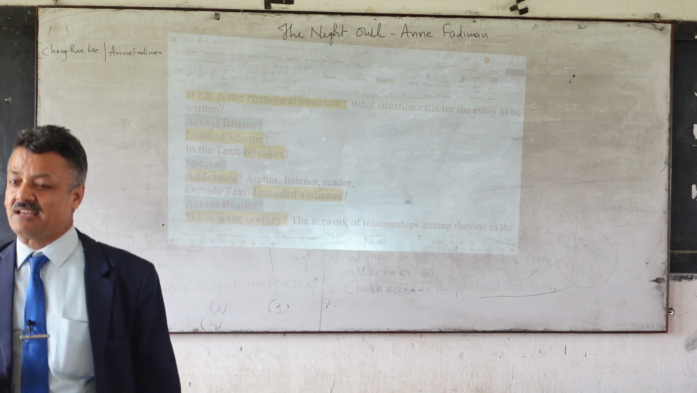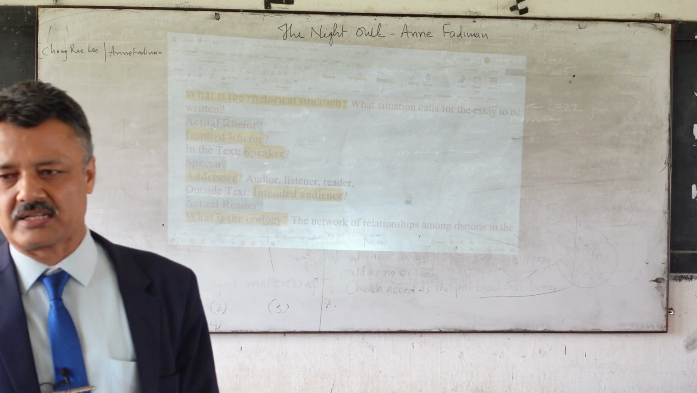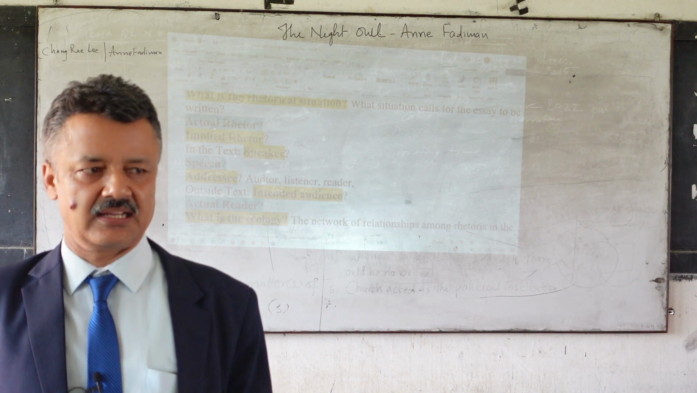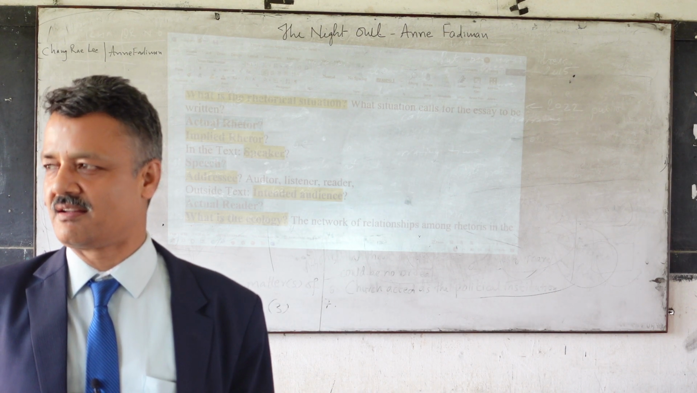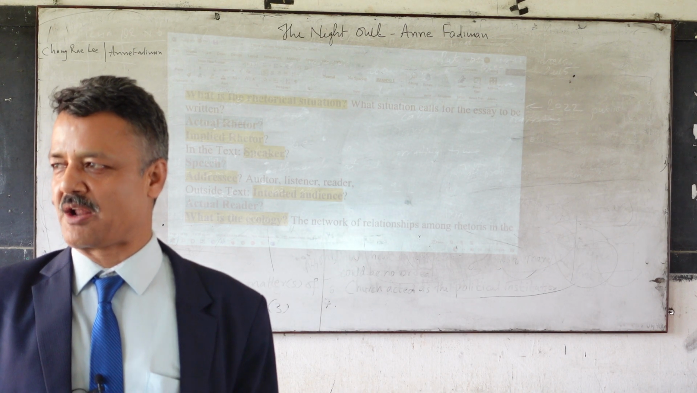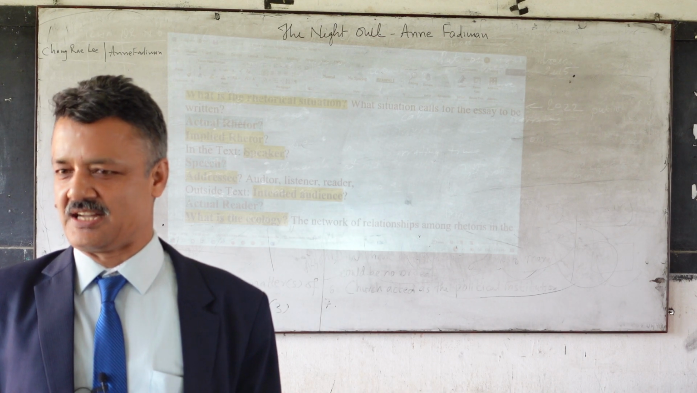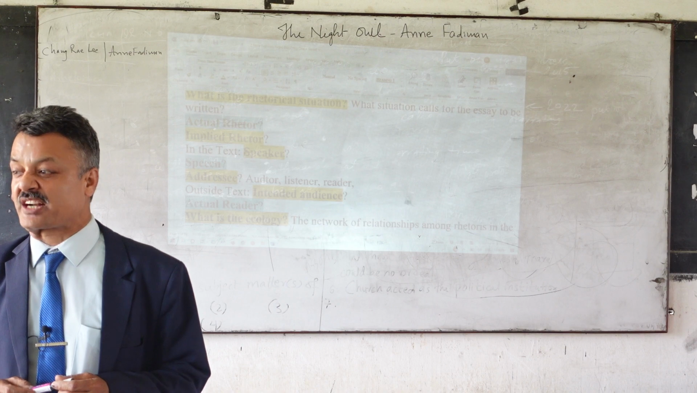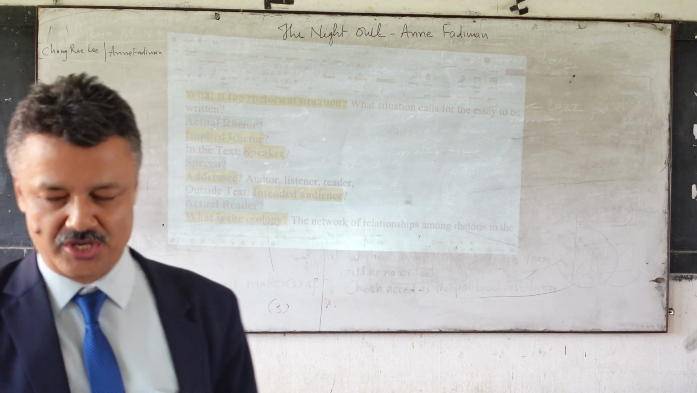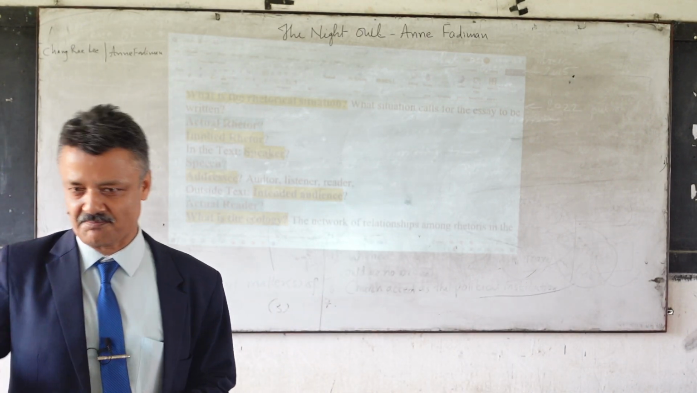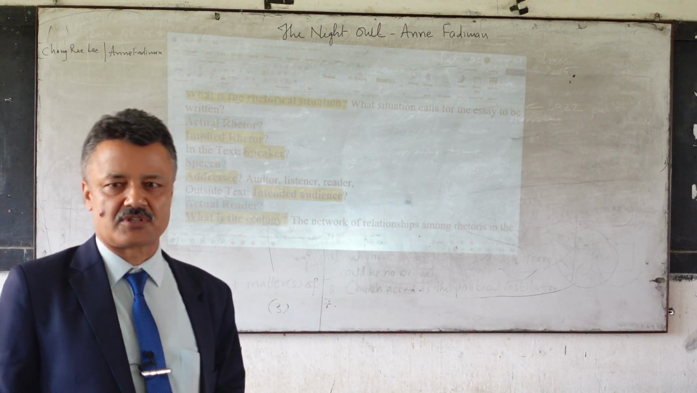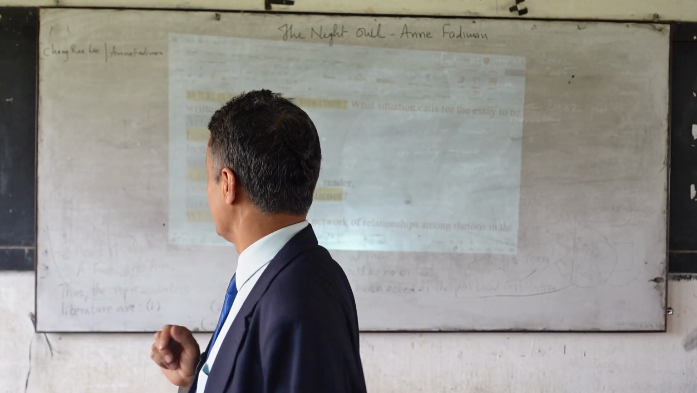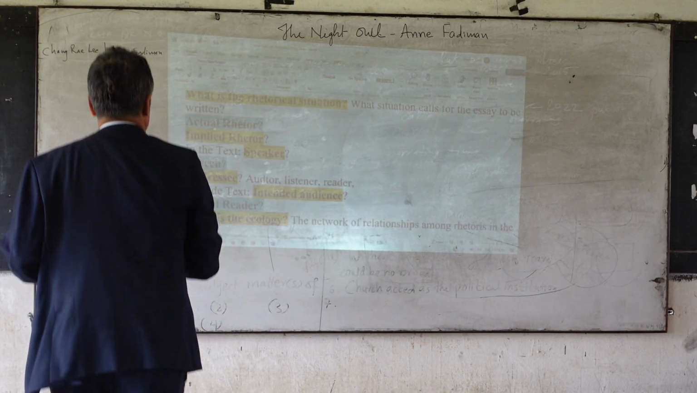Either say Ann Fadiman or say Anne Fadiman. Don't say, you were mispronouncing earlier. I forgot what you said. I pronounce Anne Fadiman. I haven't checked. I will check this afternoon on YouTube what is the actual pronunciation. Because these are foreign names and many times we are not aware. Okay, now ask a question.